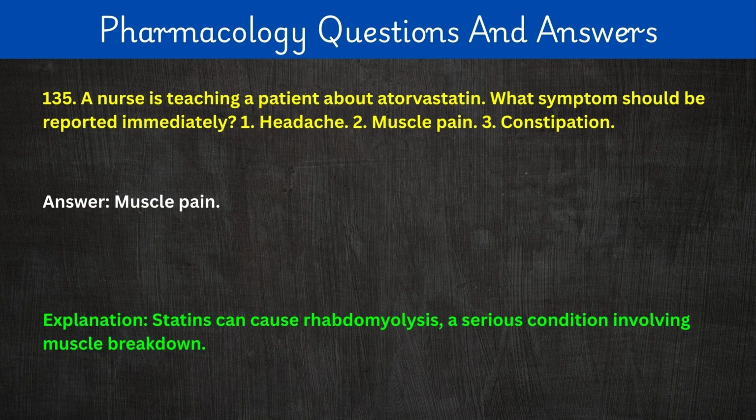135. A nurse is teaching a patient about atorvastatin. What symptoms should be reported immediately? 1. Headache. 2. Muscle pain. 3. Constipation. Answer. Muscle pain. Explanation. Statins can cause rhabdomyolysis, a serious condition involving muscle breakdown.